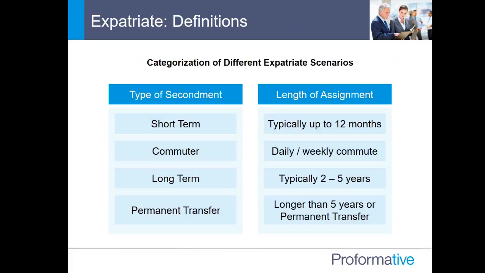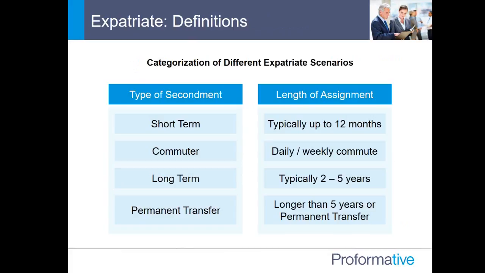So a short-term expat might be anything up to 12 months. Commuters, so you might have an expat that goes from Canada to the USA or France to Germany. They daily commute across the border from their home to the office, or they might split their time. You do get commuters who spend 2 weeks in the US and 2 weeks in the UK, for example, and that has some interesting ramifications.